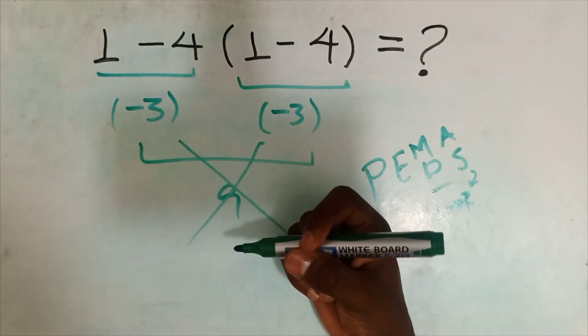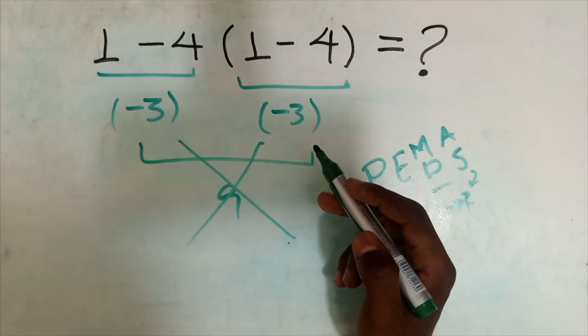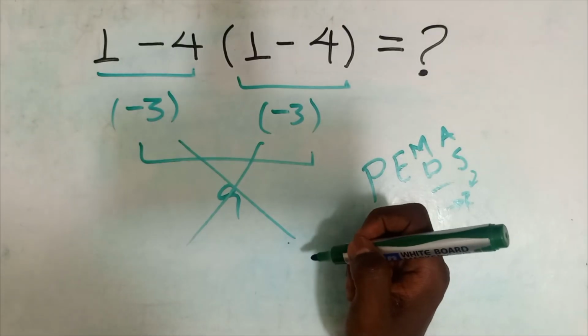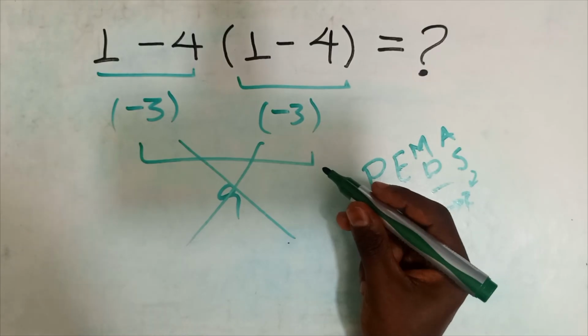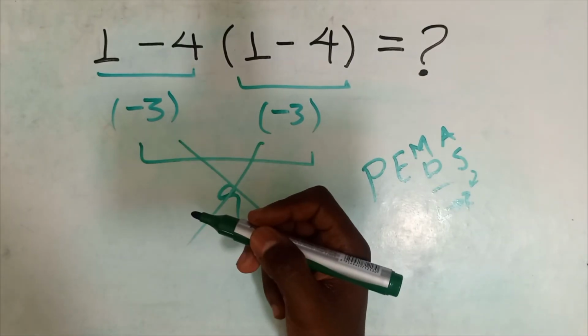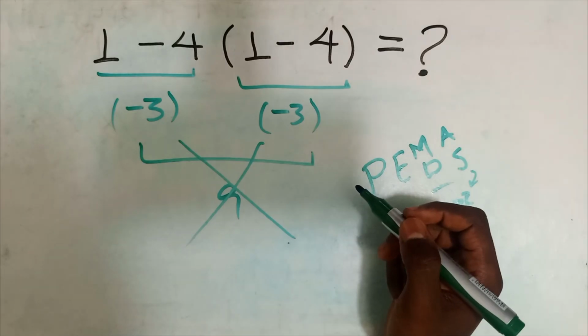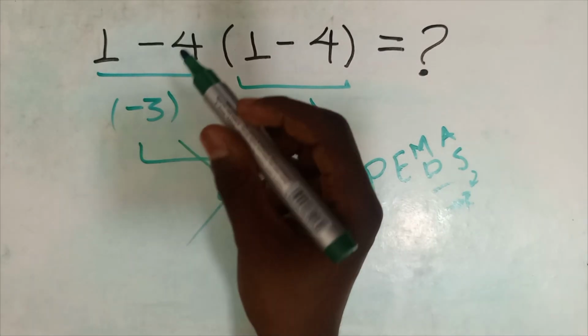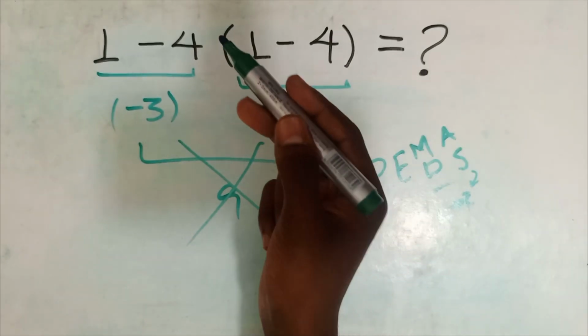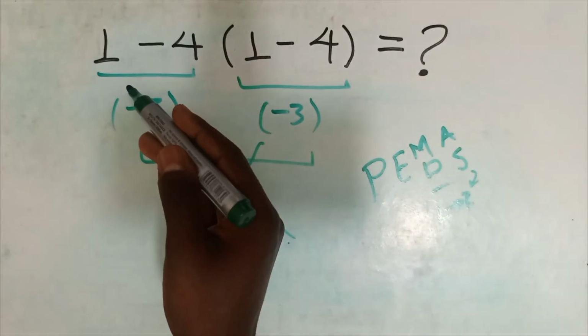Okay. According to PEMDAS, first we have to do this parenthesis, and after this parenthesis, we have one subtraction and one multiplication. So therefore, first this parenthesis, then this multiplication, and finally the subtraction, okay?